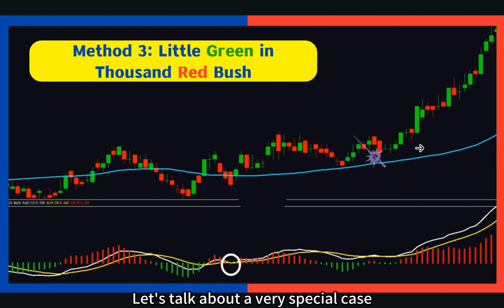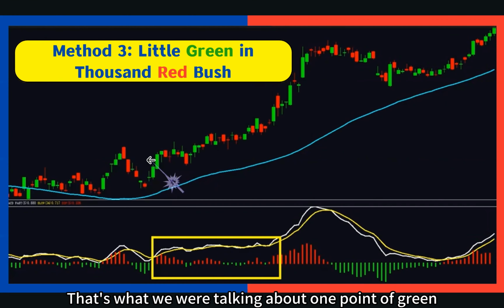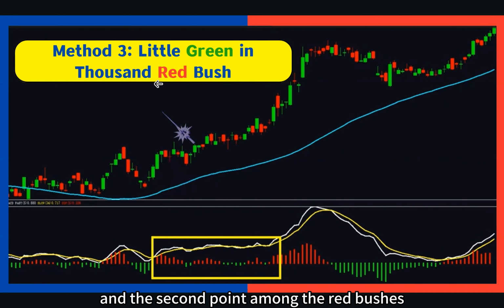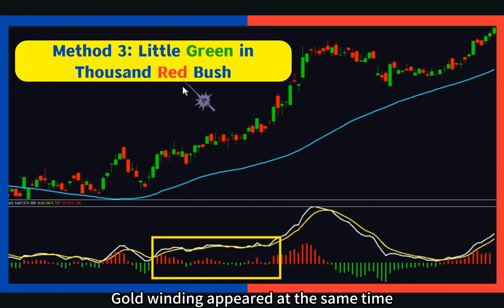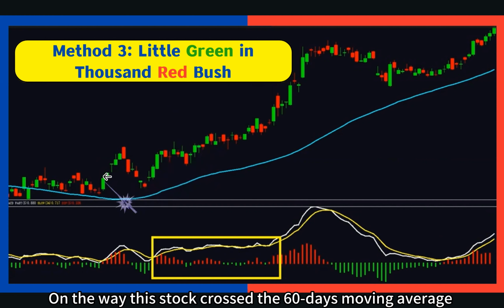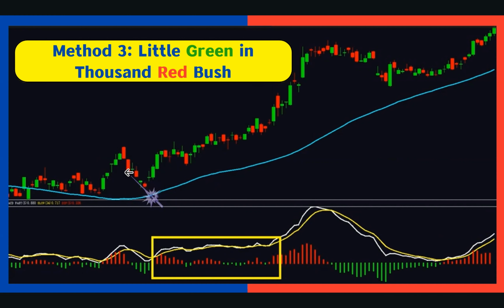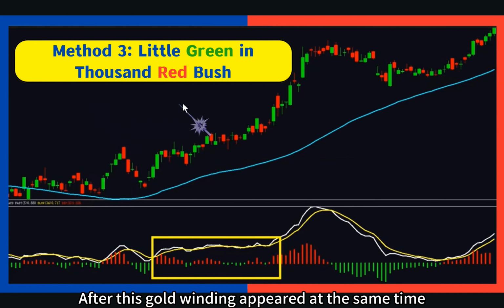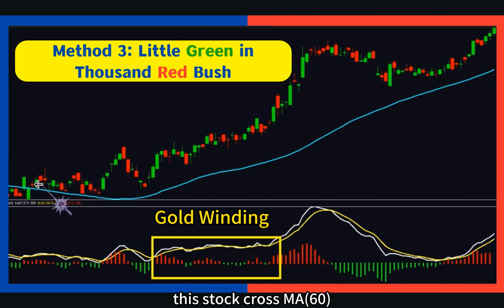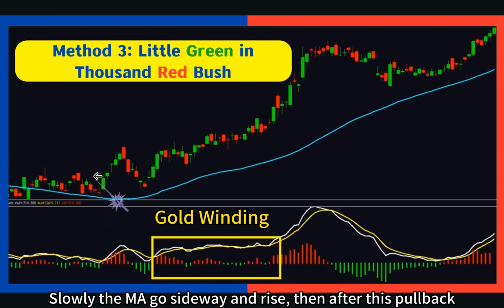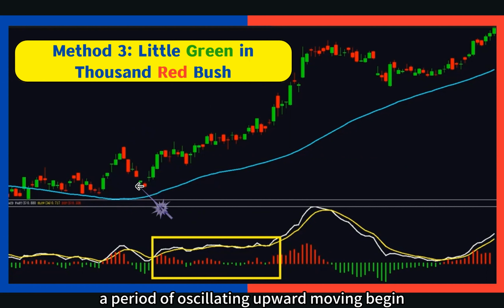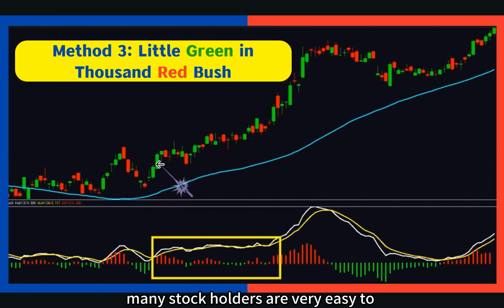Let's talk about a very special case. That's what we were talking about, one point of green and the second point among the red bushes. Gold winding appeared at the same time on the way this stock crossed the 60 days moving average. Slowly, the moving average started to go sideways and rise. Then after this, a pullback, and a period of oscillating upward movement begins. Not strong and not weak. Many stockholders very easily lose patience during this period.